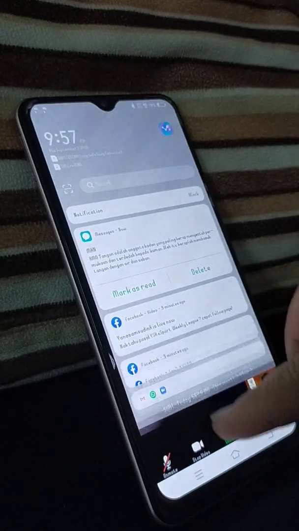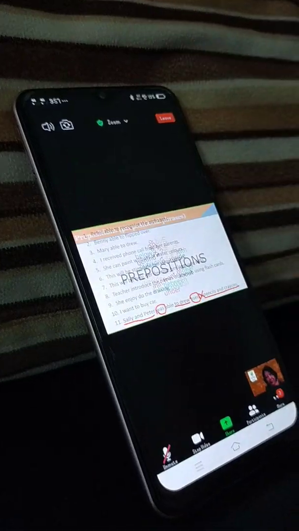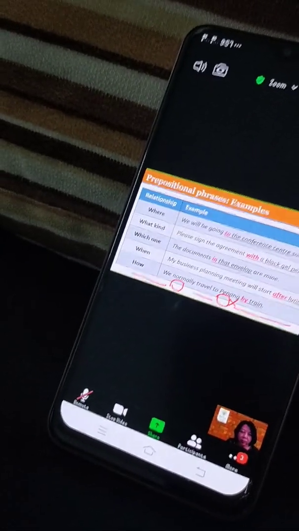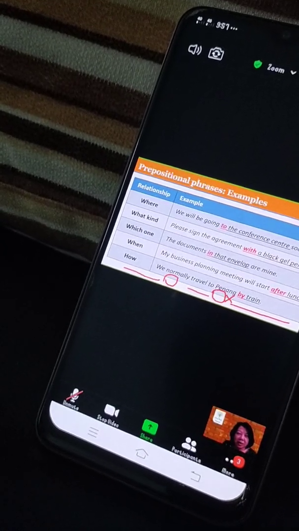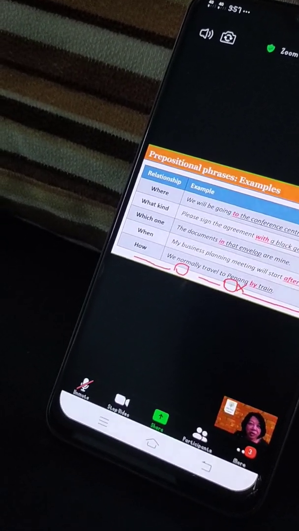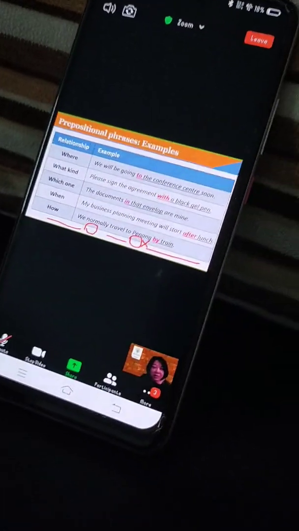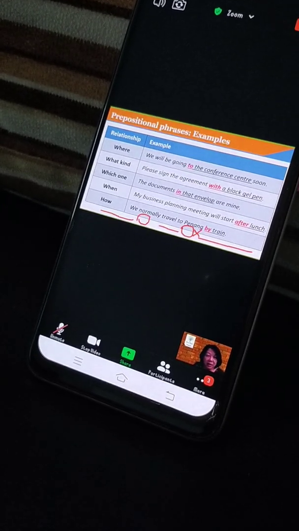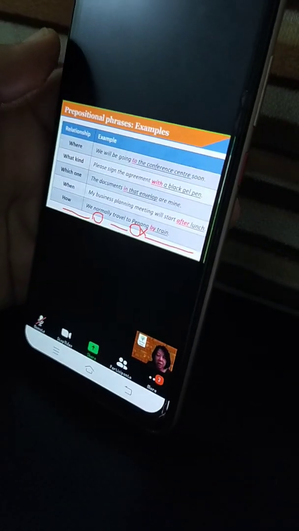Before we go off, I know we're running past 10 already. Is preposition. Prepositions normally go with things like to the conference center, with the black pen, in the envelope. All these are what we call prepositional phrases. Remember we talked about prepositional phrases, right? To the conference center, with the black pen, in the envelope. After lunch.